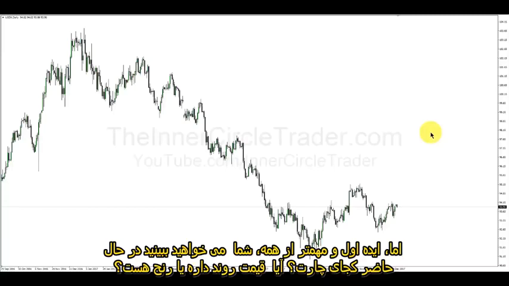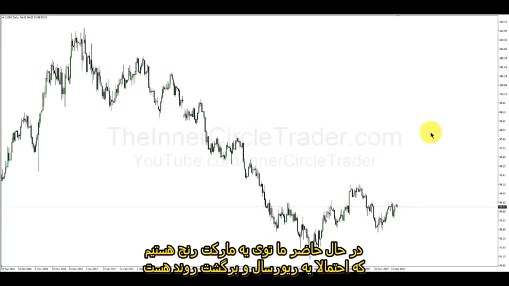But the idea is, first and foremost, you want to see where are we trading right now. Are we in a trending model or are we in a trading range market? Right now, we're in a range-bound market, or could potentially be a reversal.